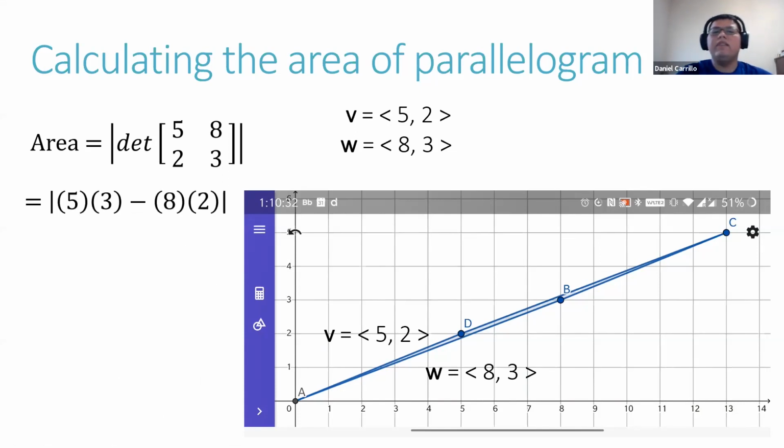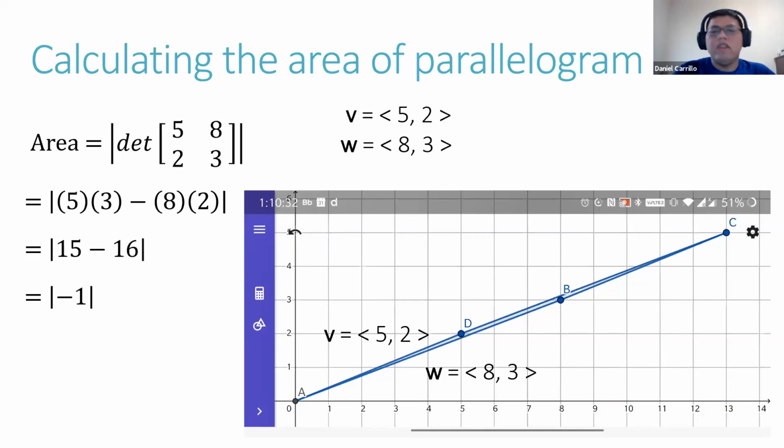So one thing that I did for this problem, I went and put absolute value bars, and I'll go ahead and explain why later. So we're gonna first do the cross multiplication, right, to find the determinant. So we got 5 times 3, and we subtract that from 8 times 2. We do the multiplication first, we should get 15 minus 16. And then we do the subtraction, we should get -1. But remember that we got those absolute value bars.